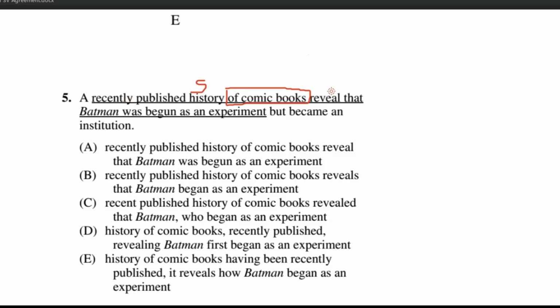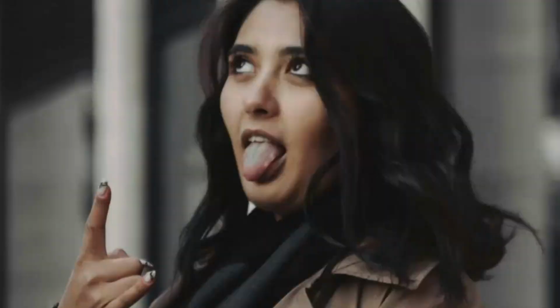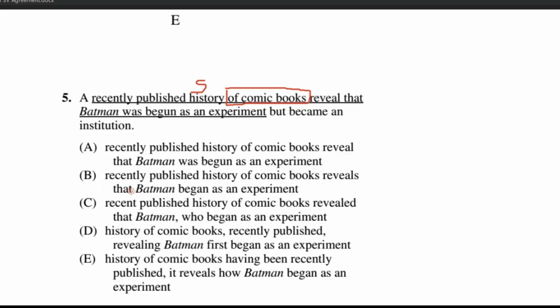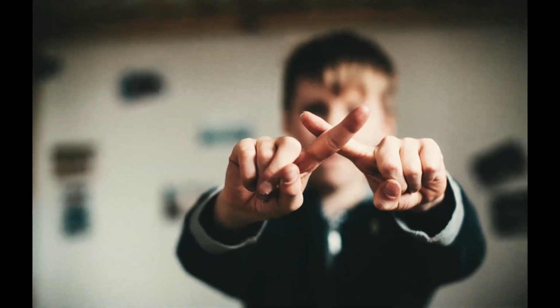Singular. Now, a history reveal doesn't sound right off the tongue. Go down to B. A recently published history of comic books. Ignore that. Reveals. Now we have agreement between the subject and the verb. A recently published history reveals that Batman began as an experiment. B is the correct answer. So it's super, super duper important that you identify prepositional phrases so you can rule them out as subjects.